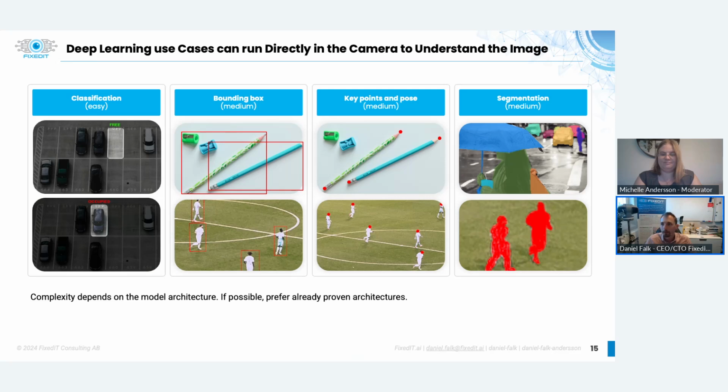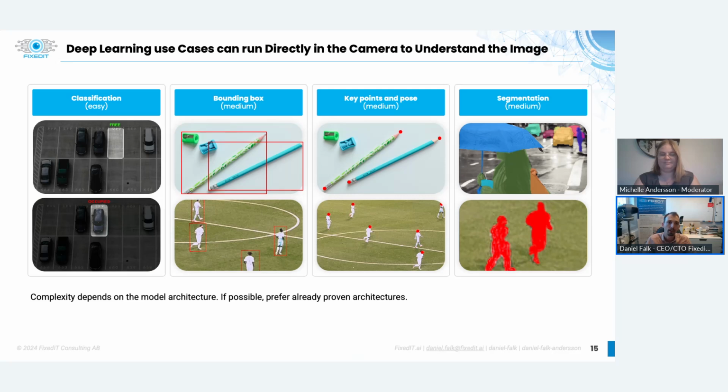When it comes to implementing these in the Axis cameras, one thing you should remember is that not all cameras have deep learning accelerators. And if you run this on the CPU, then it will be very slow. If you do have a camera with a deep learning accelerator, complexity depends a lot on which model architecture you have and what camera accelerator you have. But a little bit simplified, we can say that classification is typically very easy to get running in the camera.